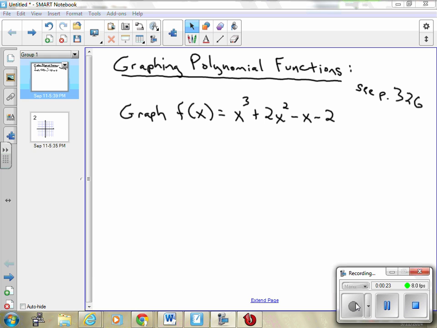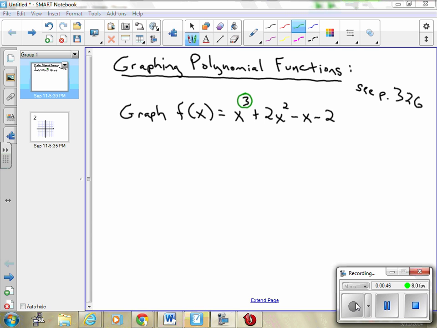This is a polynomial function of degree 3, and therefore we expect to see 3 zeros for the function. That means 3 x-intercepts. That could be some with a higher multiplicity than 1, but we'll see here. Now, the first thing we want to do, I'm going to follow through the steps here in the book.